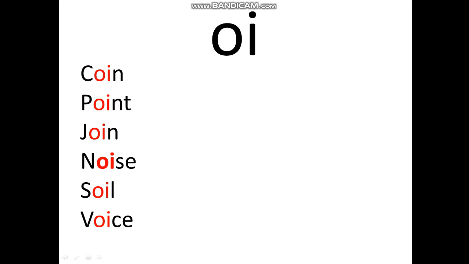The next one, s, oi, soil, soil. Okay, the last one, v, oi, voice, voice. Very good. After we spell, can we put it all together? Coin, point, join, noise, soil, voice. Okay, all right. Let's go to the last sound.